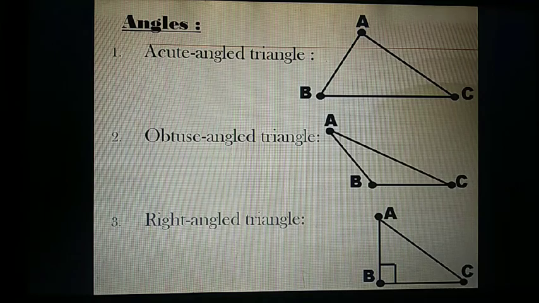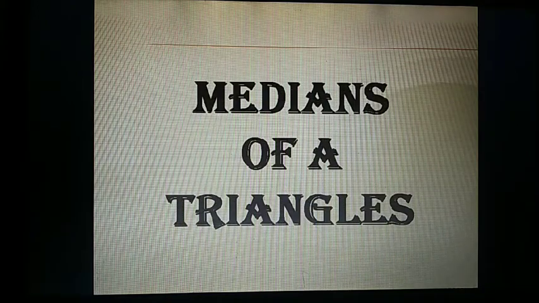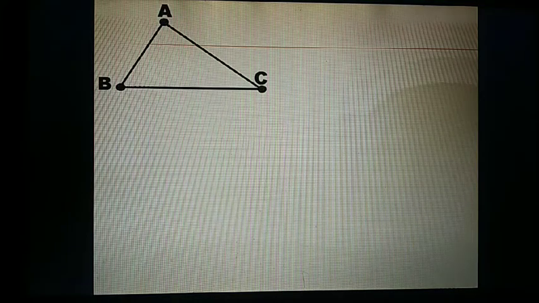I hope the classification is clear to you on the basis of sides as well as on the basis of angles. Moving to the next topic, that is medians of a triangle. Now, what do you mean by median? Let us consider this triangle. We are supposed to draw a median from A. Now, side opposite of A is BC.